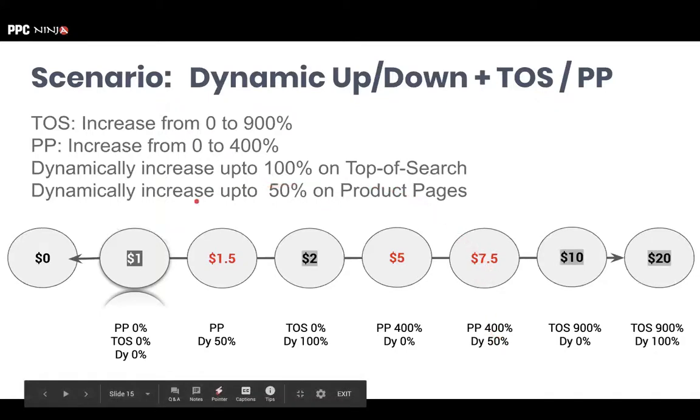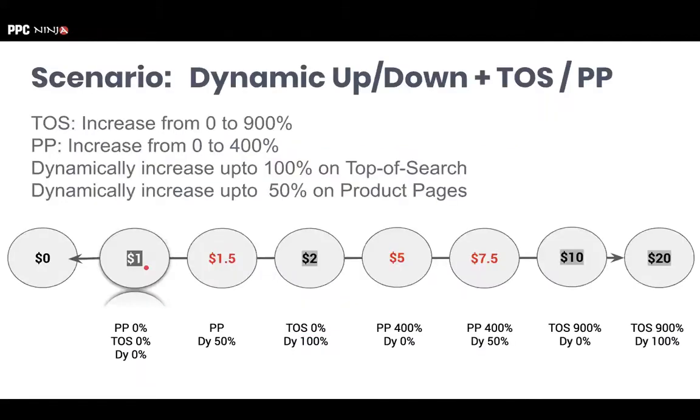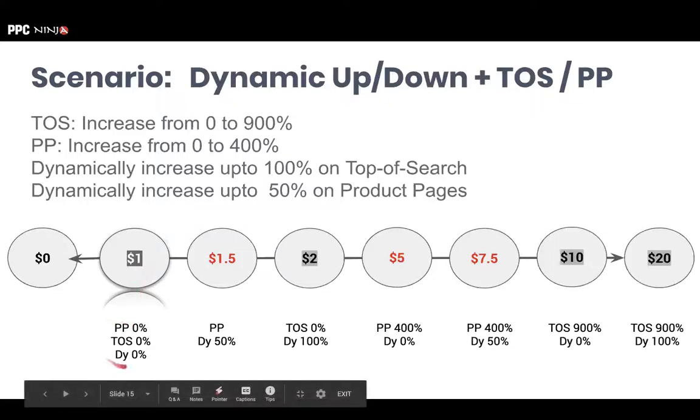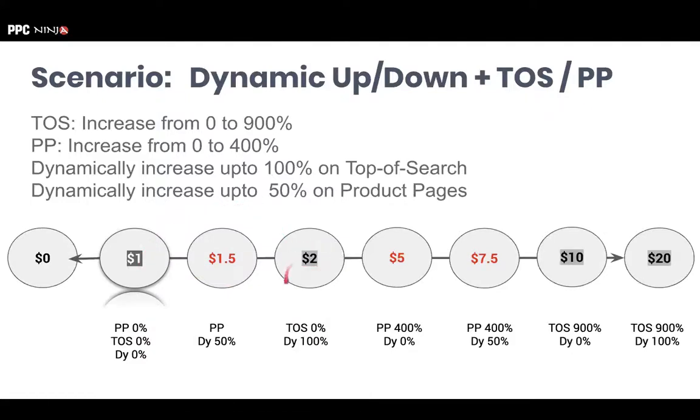Now let's look at top of search. And in the top of search scenario, again, base is 0. Jumping here, when nothing is changed for the top of search placement, but the dynamic 100% is applied, then your bid becomes double, right? It becomes $2.